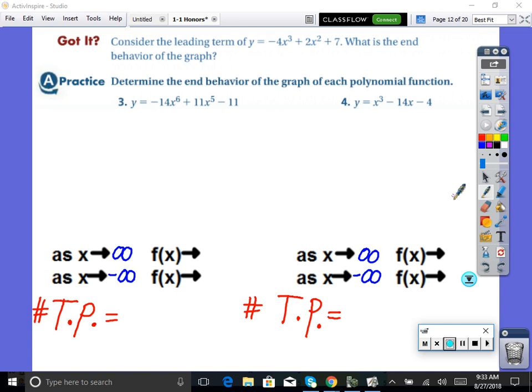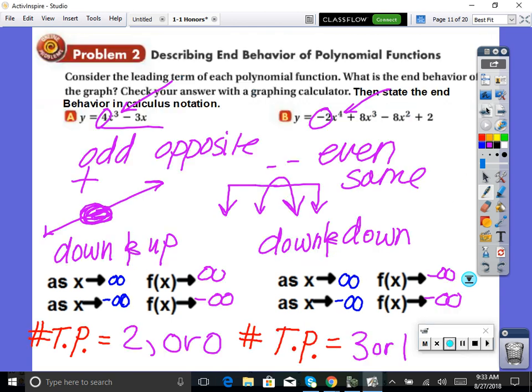But I want you to answer the end behavior in words, in calculus notation, just like we did in this example, and then the number of possible turning points. So you're going to answer 5 and 6 like this one, and then 3 and 4 you could do. So ready, go. And then we'll talk about how to write out increasing and decreasing.